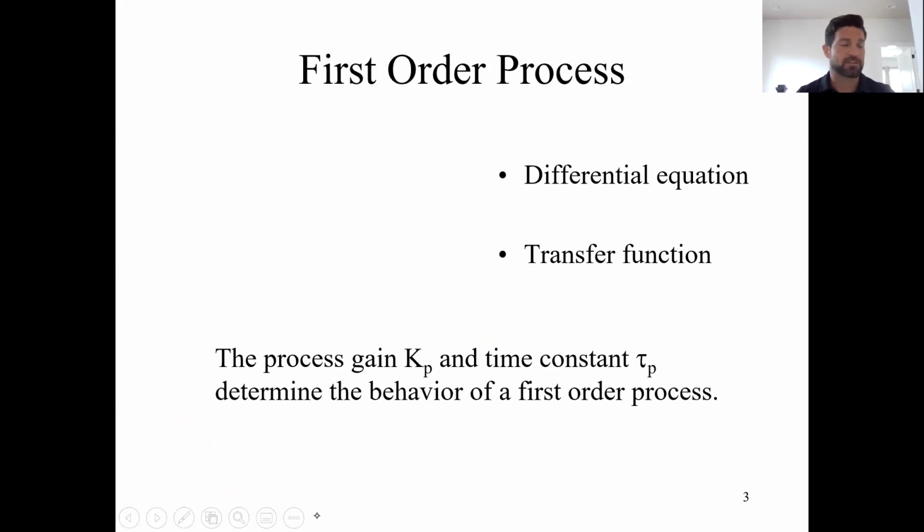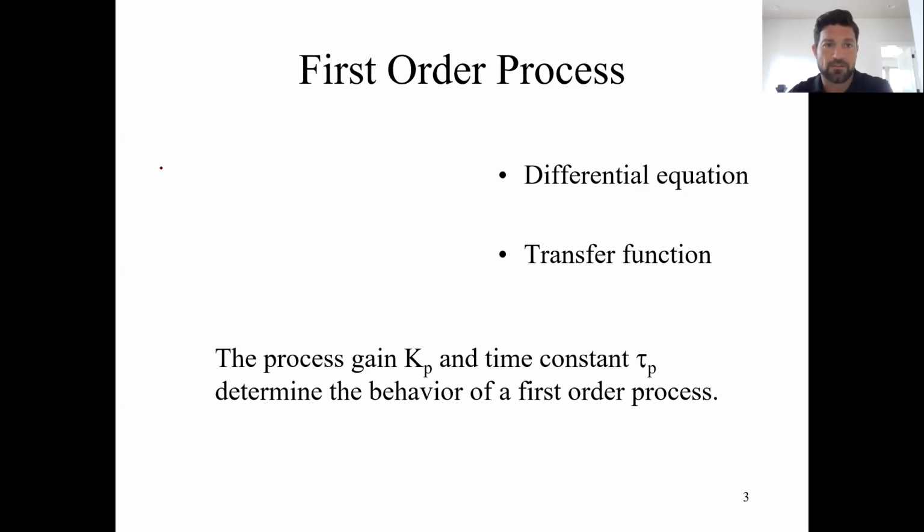Okay, so the first process that we're going to start with is a first order process. A first order process is essentially the simplest, or one of the simplest forms of what a process would be. Again, these are things that at some point might become second nature to write down.